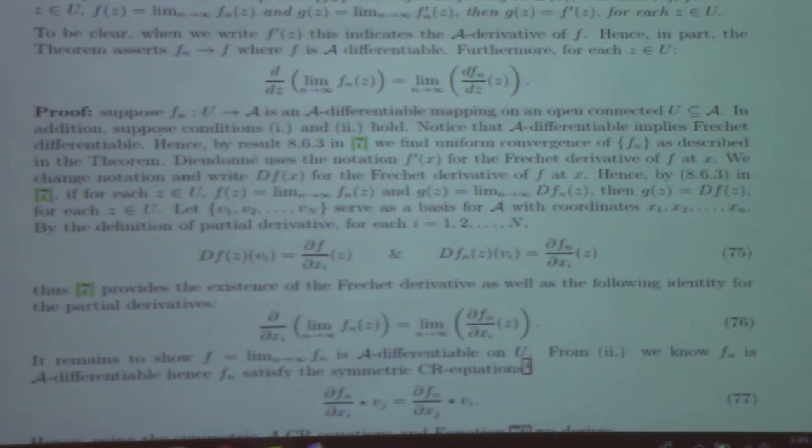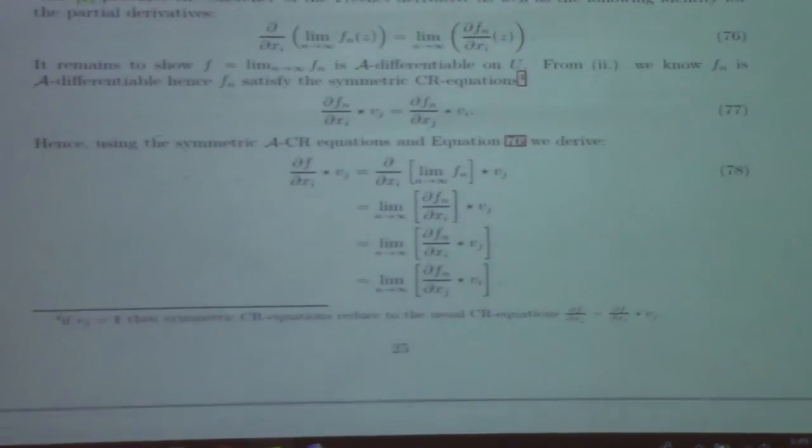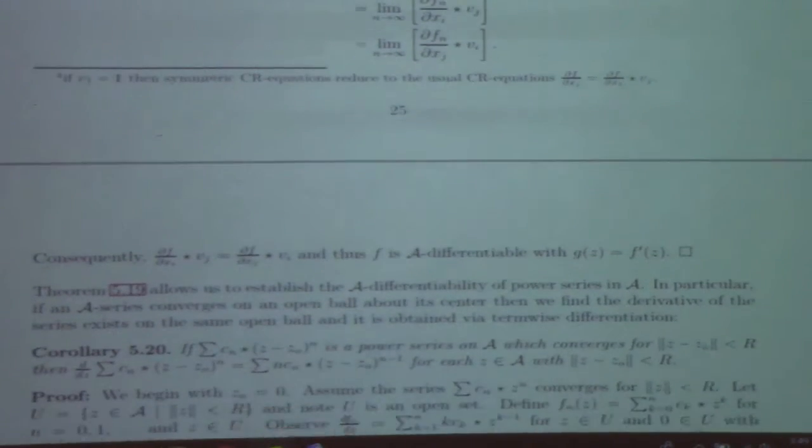Why do I even care about this? Because the whole point is I need this to do term-by-term differentiation on power series. Power series are exactly this kind of thing, right? So to justify term-by-term differentiation of power series, you know, we can differentiate power series term by term, but how do I know that that is actually the derivative of the power series? I know it because of that theorem.